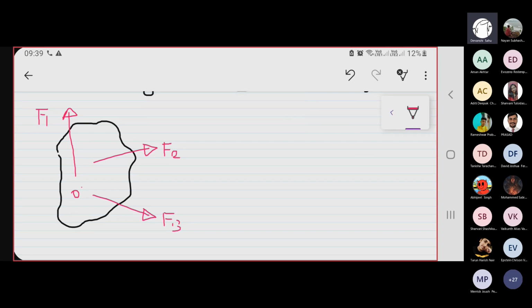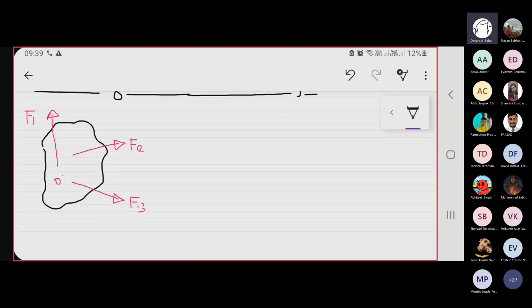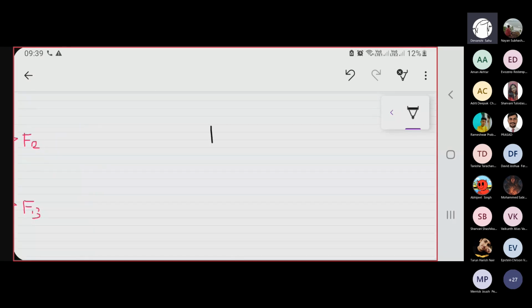So earlier I explained to you how to transfer the force, right? How to transfer the force. Whenever you transfer the force, it will create a moment. Do you remember? Like this I have shown last lecture.